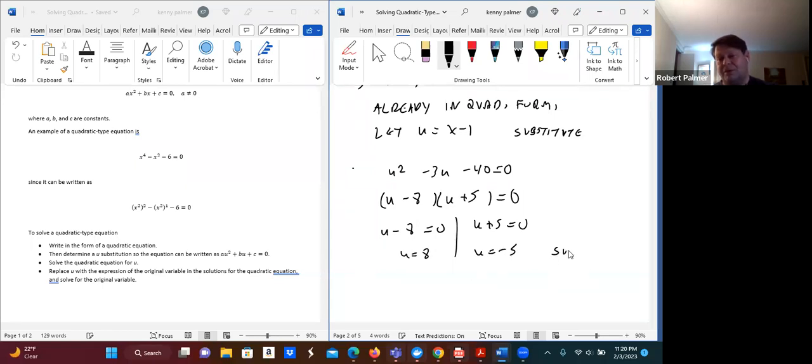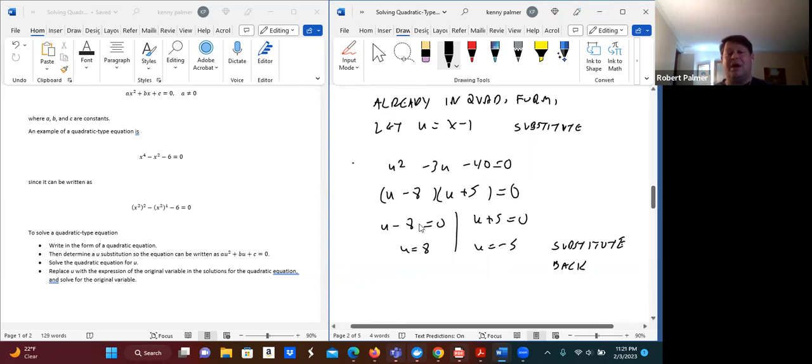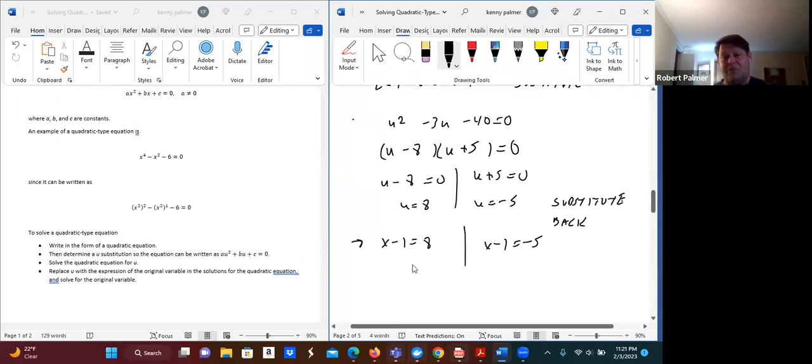Then, once again, substitute back, so we put it back in terms of the original variable x. We said u is x minus 1, so where we see a u, replace it with x minus 1. So we have x minus 1 is equal to 8, and x minus 1 is equal to negative 5. Just solve each one. Add 1 to both sides: x is equal to 9. Over here, add 1 to both sides: x is equal to negative 4. And those are our solutions.